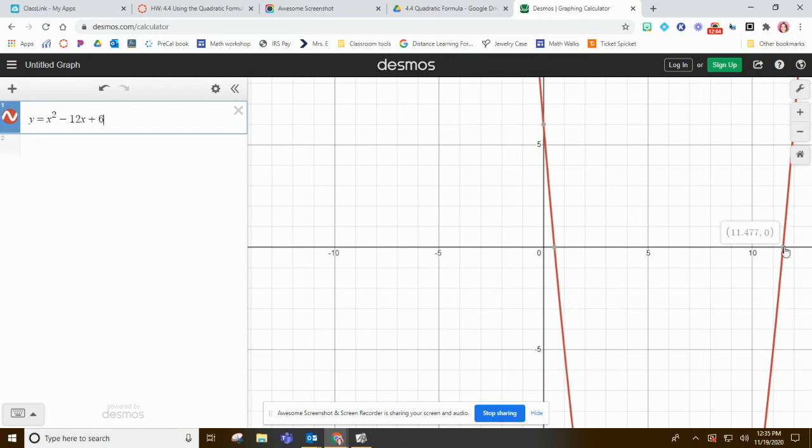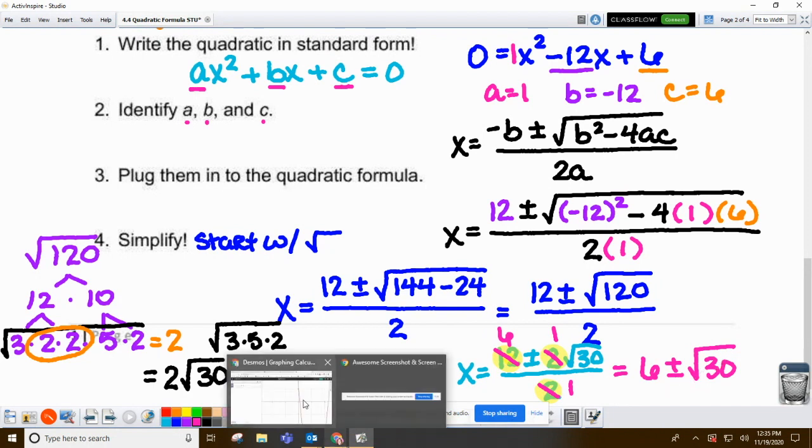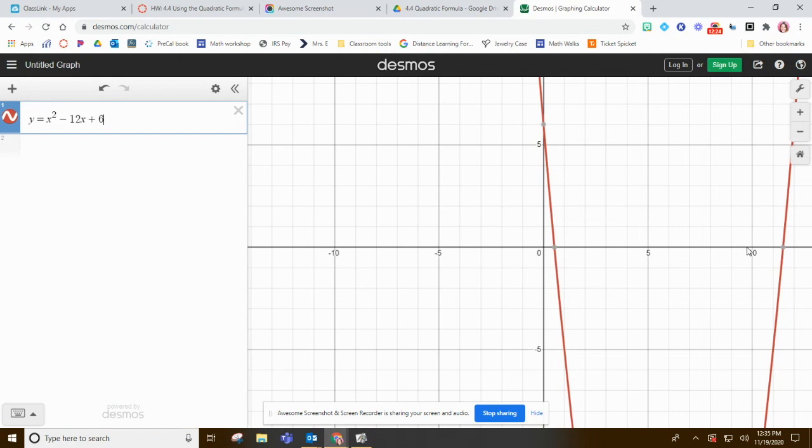Well, those decimal values, 11.477, and this one of 0.523, if we were to actually plug this into the calculator, 6 plus the square root of 30 would be approximately 11.5. 6 minus the square root of 30 would be approximately 0.5. That's this value here and this value here. It's actually easier on the TI calculators because then you type trace, and then you can type in 6 plus square root of 30, and you should get this value. 6 minus the square root of 30, and you would get this value.